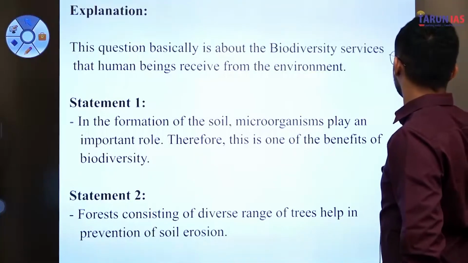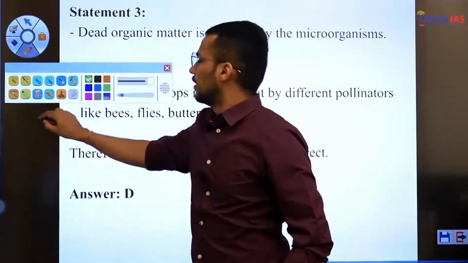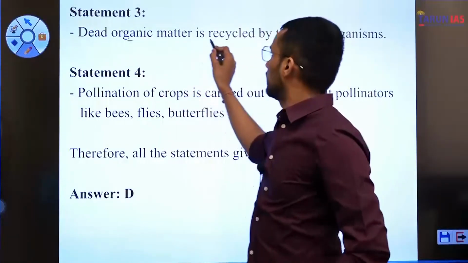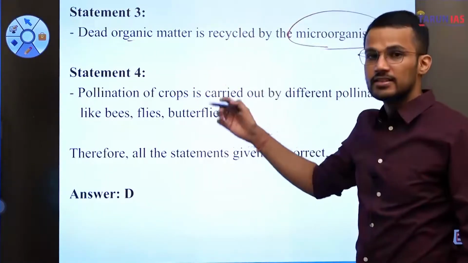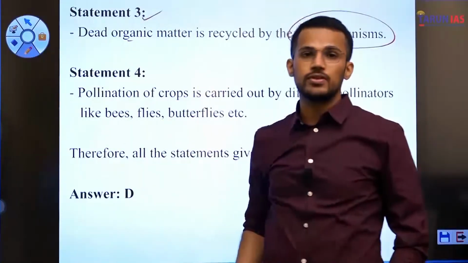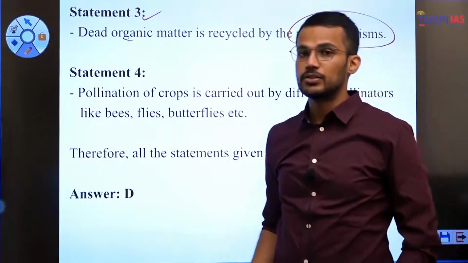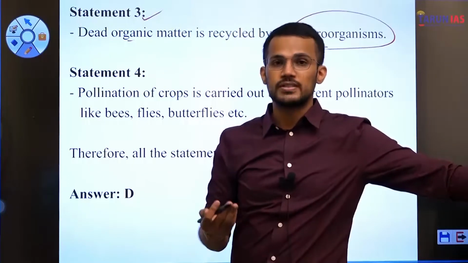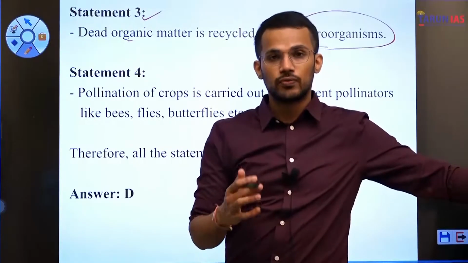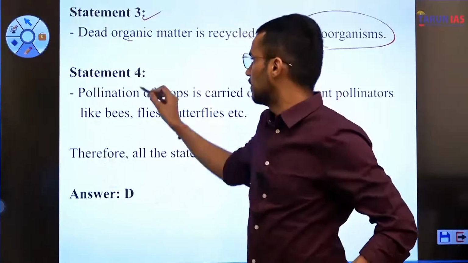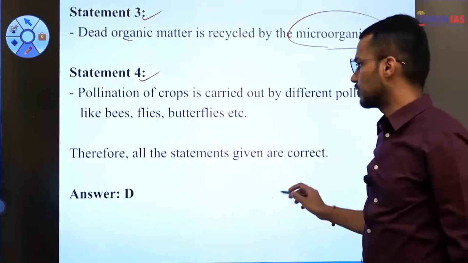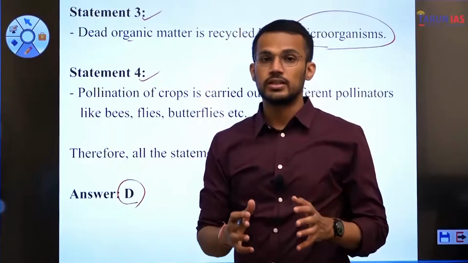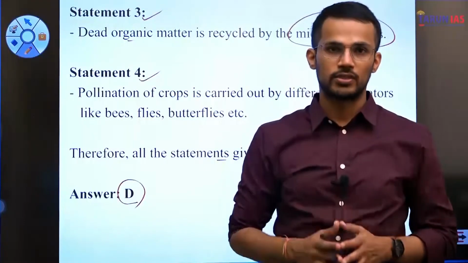Next, third is decomposition or management of waste material. So dead organic matter is recycled by microorganisms, and hence it is also a service that we are receiving from biodiversity. And that's why third statement is also correct. And lastly, it is pollination of crops. And pollination of crops is carried out by various insects, bees, flies, birds, etc. And hence even the fourth statement is correct, and that's why all these statements are correct, and hence the answer is D. Right? So this question was about the services that we receive from biodiversity or ecosystem.